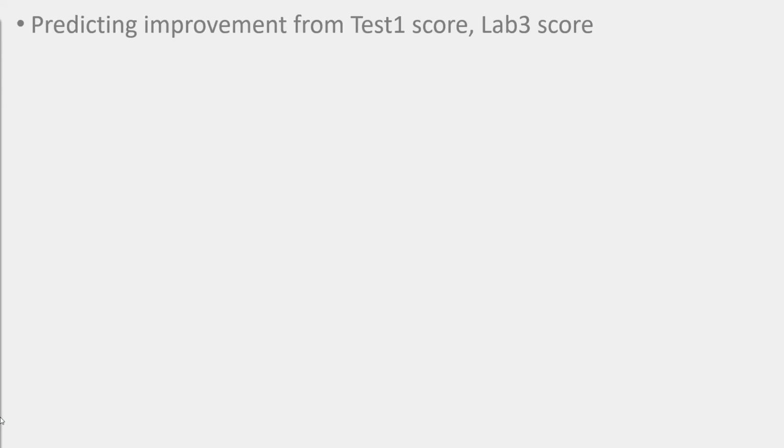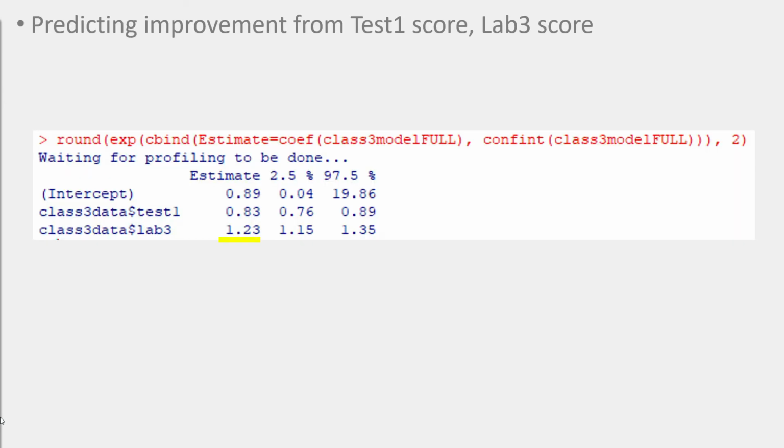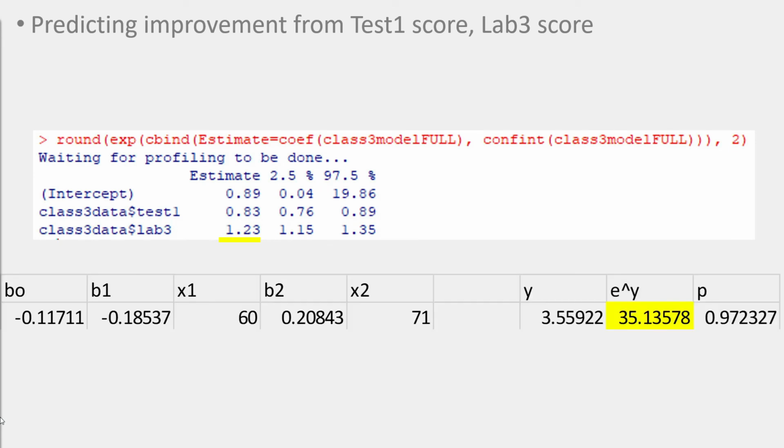Finally, it should be the case that a 1-unit change in lab 3 grade, denoted as x2 here, decreases our odds ratio, denoted e to the y below, by 1.23 times. More precisely by 1.23174 times, because rounding errors here tend to get notable. In the multiple regression situation, this requires holding the other predictor variable constant, so we're comparing improvement in the dependent variable as a function of lab 3 score change at the same value of test 1, in this case set to 60%.